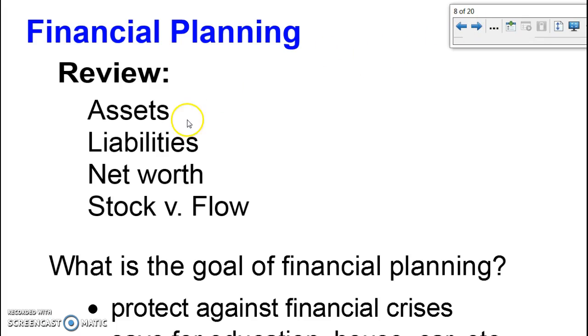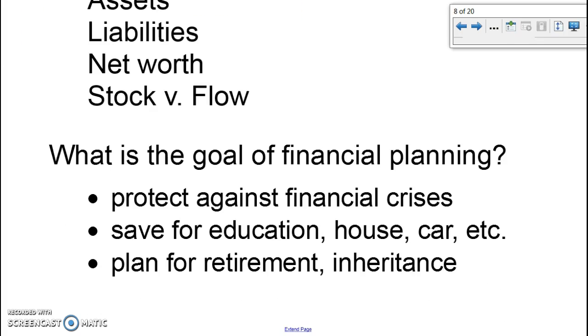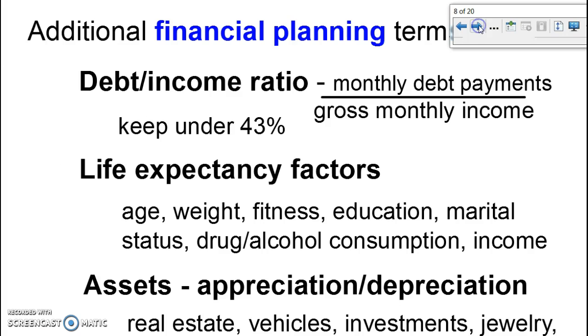So the goal of financial planning is, I would say, primarily 3 goals. One is to protect yourself against financial crises. So if you lose a job or you have a health issue, you wouldn't go bankrupt. Another goal is to save for long-term goals, like your education or your children's education, the purchase of a house, a nice car, possibly vacations. And then the third would be to plan for your retirement so that you don't have to work your whole life. And I threw in inheritance also, so that maybe you want to leave something to your children, to your spouse, or to someone else. So 3 things: avoid crisis, save for the big things you want, and be able to retire someday.